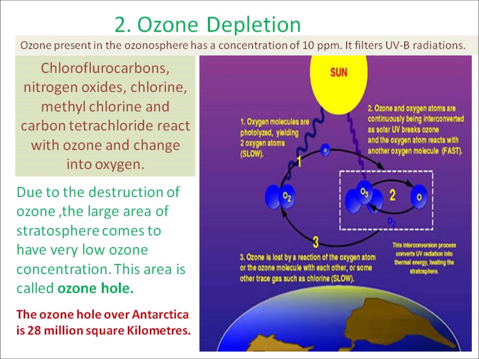In this diagram, you can see the first one, oxygen molecules are photolyzed yielding two oxygen atoms. So it's a very slow process. Ozone and oxygen atoms are continuously being interconverted as solar UV breaks ozone and the oxygen atom reacts with another oxygen molecule. So this is a very fast reaction. Ozone is lost by a reaction of the oxygen atom or the ozone molecule with each other or some other trace gas such as chlorine. This is also a slow process. The interconversion process converts UV radiation into thermal energy, heating the stratosphere.